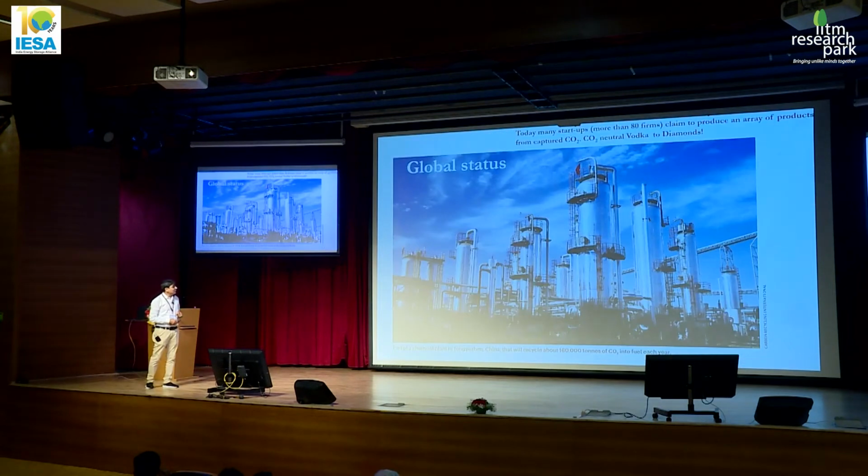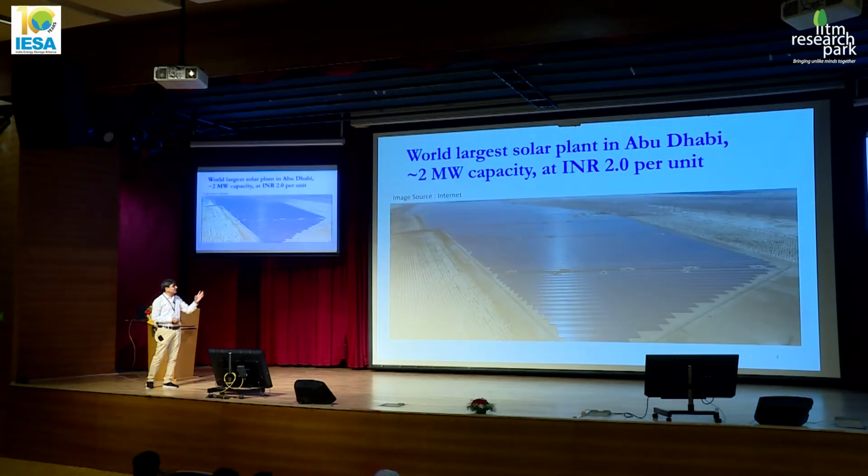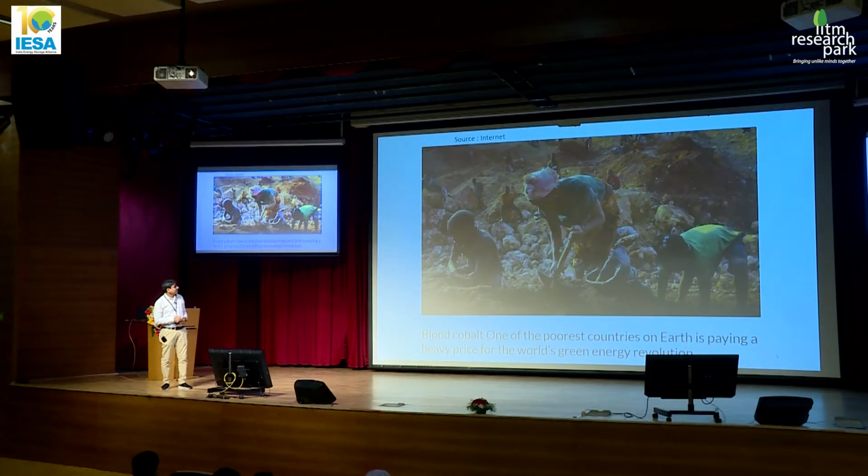Now the second point I am trying to make, I'll show you this particular unit. Looks very nice. You see the world's largest solar plant in Abu Dhabi, 2 megawatt capacity roughly, at INR 2 per unit. You will say why we should not go to renewable energy. This is solar energy, the greenest form of energy. I will show you this, and then I will show you this. You see where all your elements are coming from, and in what conditions these people are. Before I show you this, I also show you a small data again.